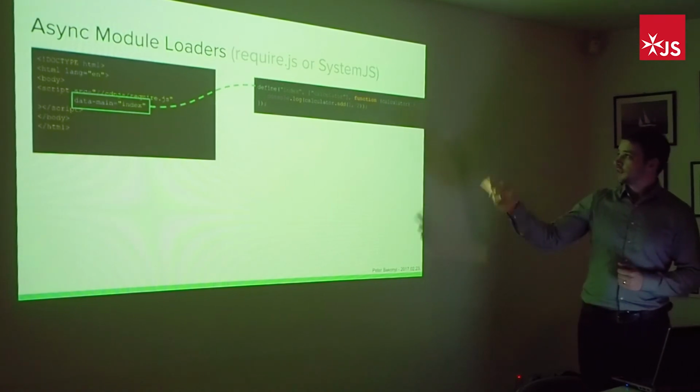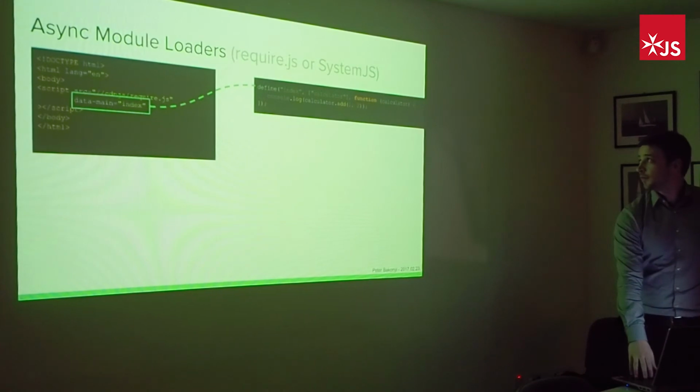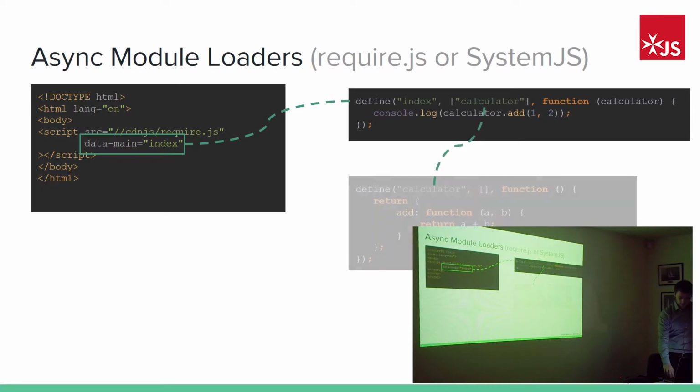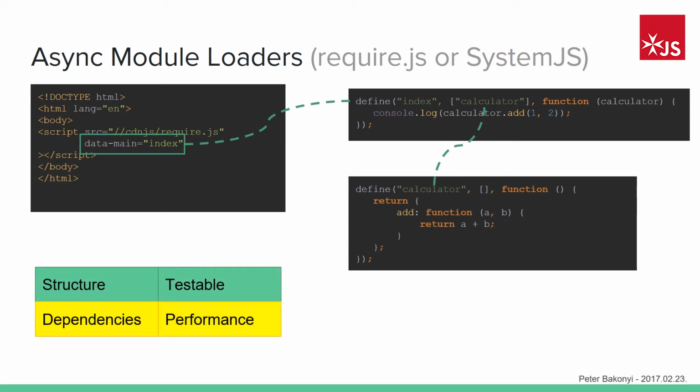It will see once it's actually downloaded that in order to run it, it needs to load its dependencies, the calculator. So it sends another HTTP request, loads the calculator, and then it can run the actual code. And like that, we still have this structure, so we have modules. It's much better from testing point of view, because as you can see here and here, we don't have the calculator hard-coded, it's being passed to the module.